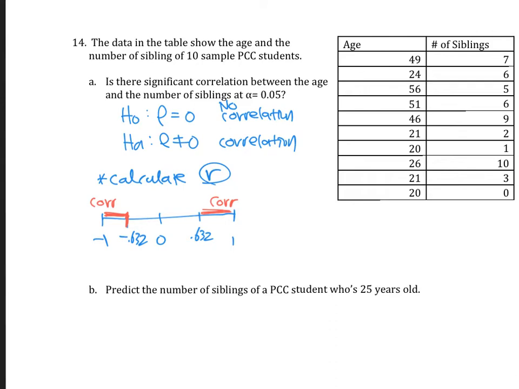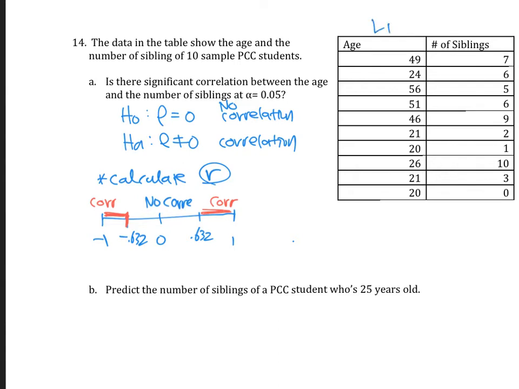So what I'm going to do is I'm going to plug these numbers into the calculator, and I'm going to calculate the number R from this data set. So if R from the data set falls in here, then these two are correlated. If R from this data set falls in here, then no correlation, right? Let me write no correlation here.